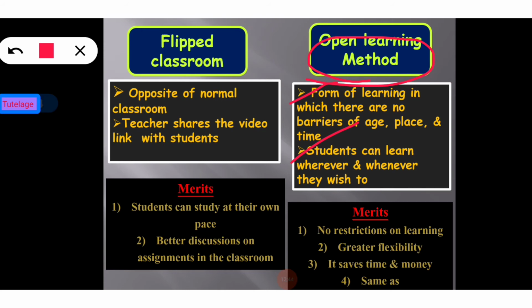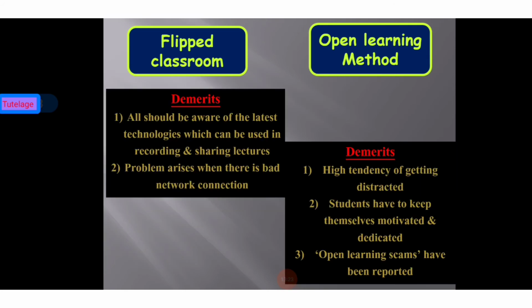In the open learning method, there is no restriction on learning, there is greater flexibility, and it is one of the most important examples of the student centered approach of learning, because students can study at their own pace, own place and own time. It is helpful for those students who cannot attend regular classes, and it helps to save time and money. Okay. So now let's move on to some demerits of the open learning method.